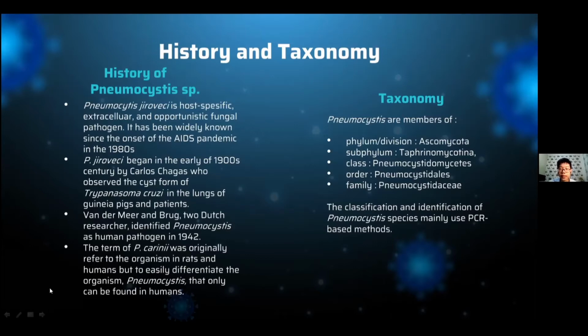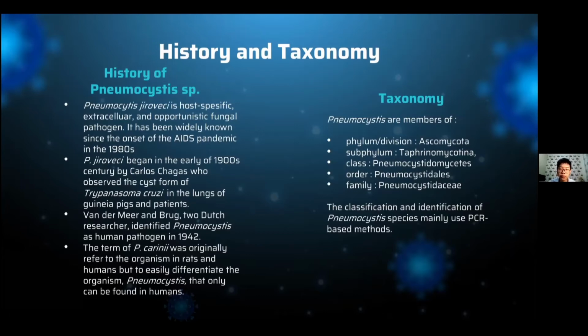Later on, Antonio Carini found and recognized the organism as Pneumocystis, a separate organism, in 1910. The genus and species of the organism was discovered in rats at the Pasteur Institute by Delanoe in 1920, which was later named Pneumocystis carinii in honor of Antonio Carini. Later on, Van der Meer and Brug, two Dutch researchers, identified this Pneumocystis as a human pathogen in 1942. Dr. Josef Vanek, a pathologist, found Pneumocystis was the causative agent of pneumonia during the autopsy of lung sections at Charles University in Prague in 1951.